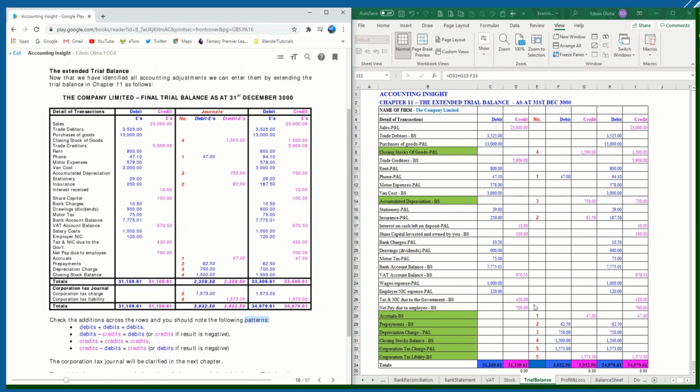From this trial balance or extended trial balance, the accountant or yourself can now produce your final financial statements, which is the profit and loss account and the balance sheet, and we'll come to deal with those in the next lessons. Thank you for your time, and I'll see you soon.